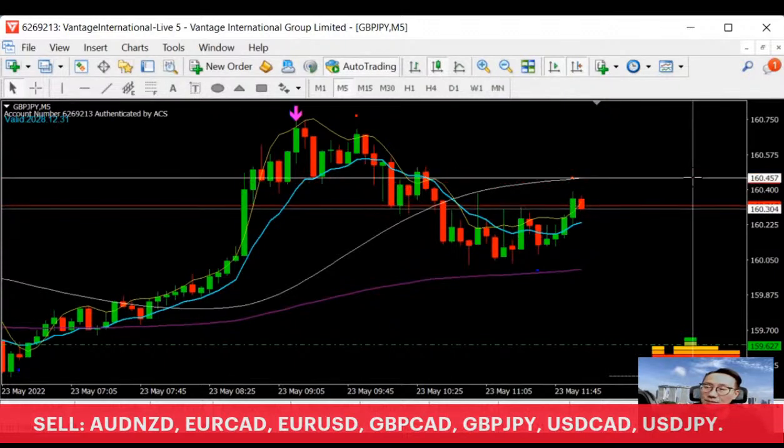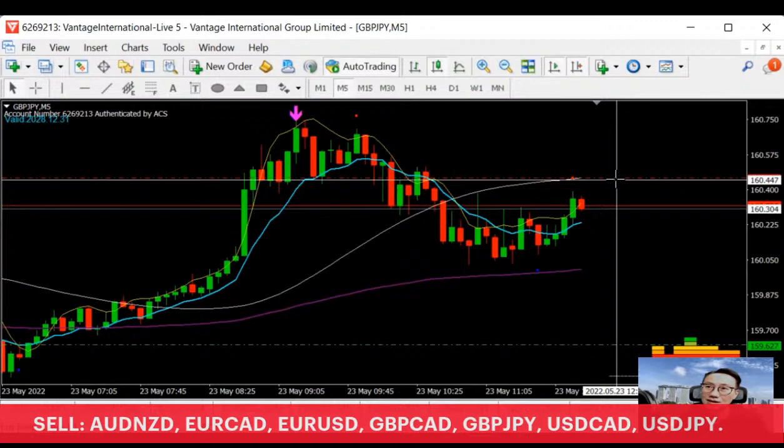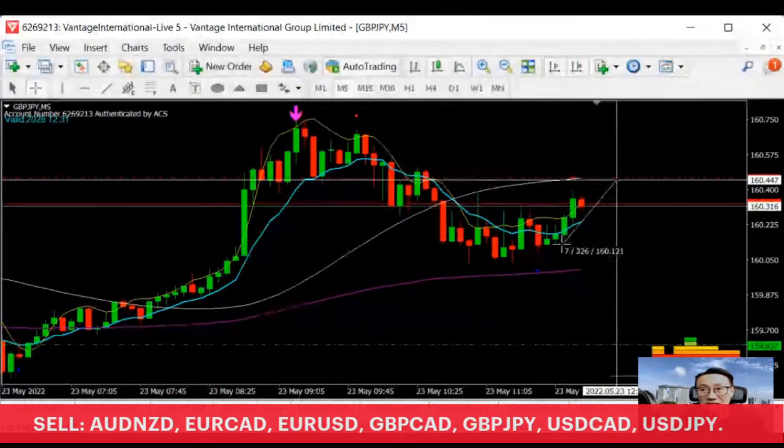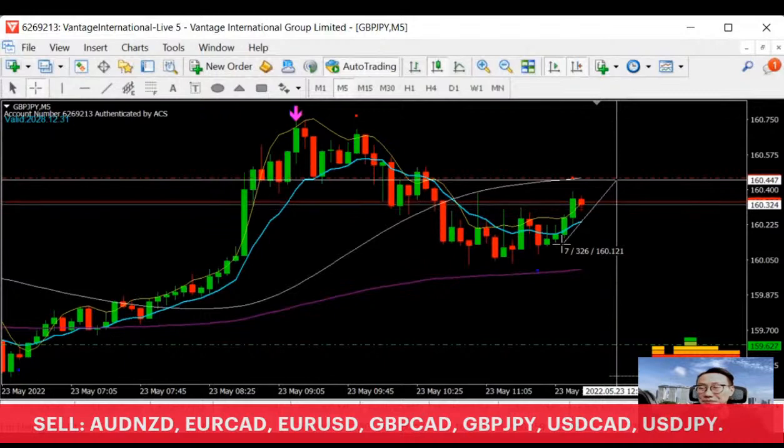Why? For example, it tests the resistance and it's not breaking. So where's the nearest support? It's over here. So we have our 30 pips of space. Am I right? We have 30 pips of space. But this is only a guide. It doesn't mean that with this 30 pips of space it will definitely come down until here. It may not.